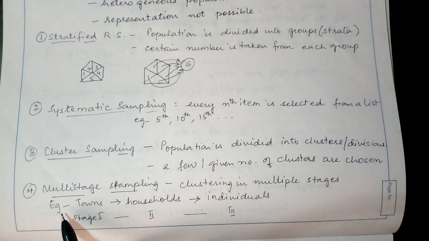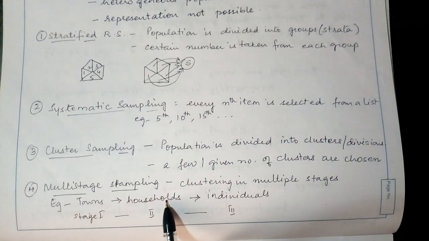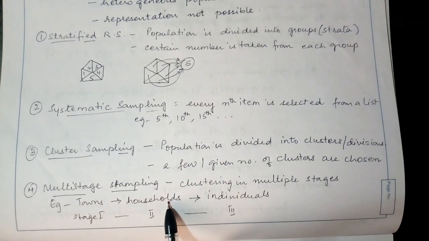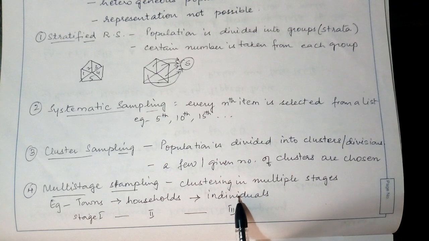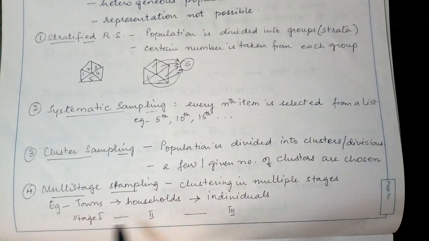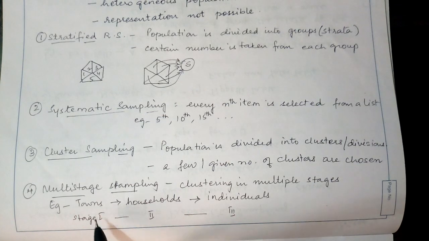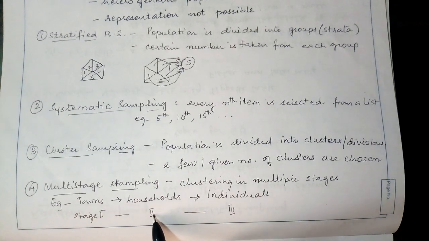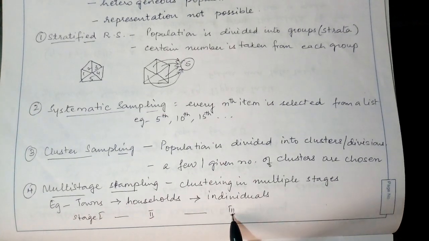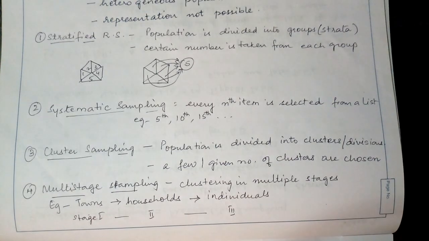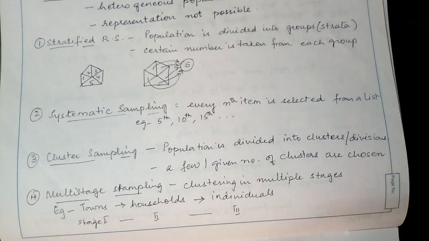Let us take this example: under this sampling, a few towns are selected. From each town a few households are selected, and from those households some number of individuals are selected. So selection of towns is stage 1. Of the towns, selecting some households forms the second stage, and then selection of certain individuals that form a sample forms the third stage.